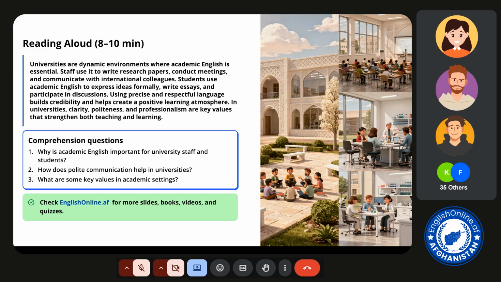The very first one says, why is academic English important for university staff and students? How can polite communication help in universities? What are some key values in academic settings? Any volunteer for the very first question?